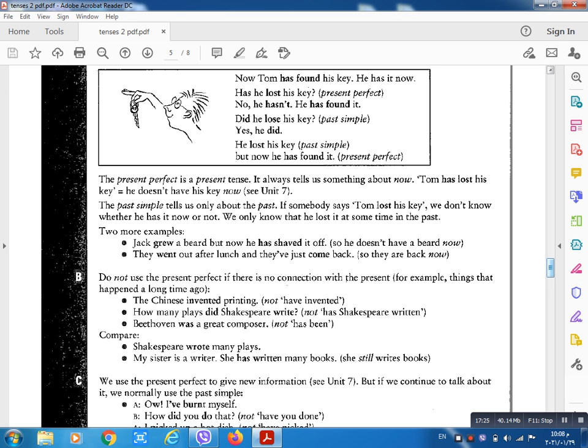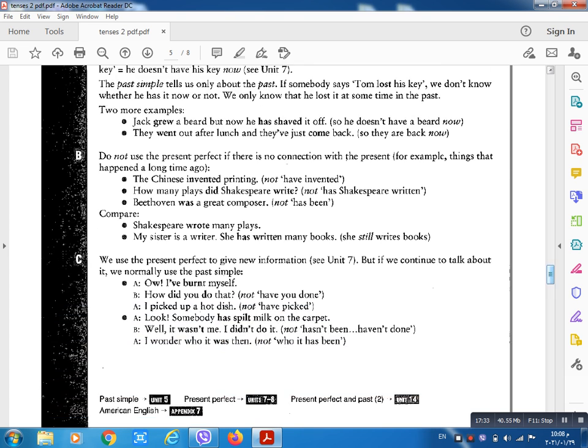Look at the example. Oh, I've burnt myself. I've cut my finger while I was cutting, for example, meat. So I need the present perfect to give new information, to announce what has just happened. Generally, I have mentioned all of those points even in the last lecture.